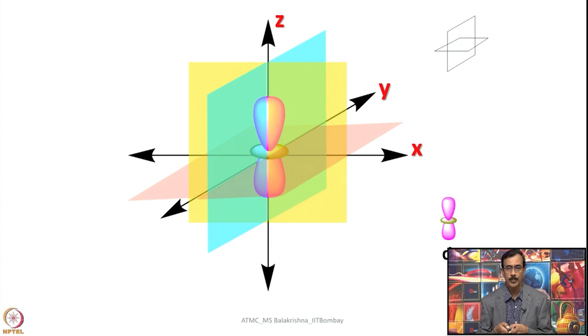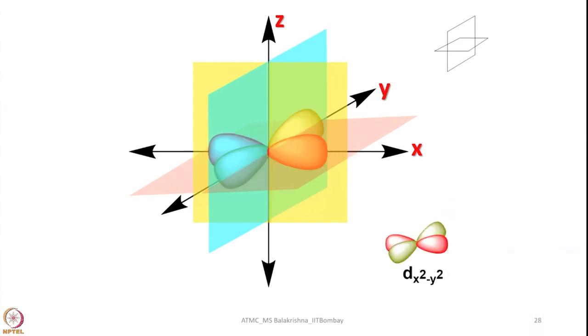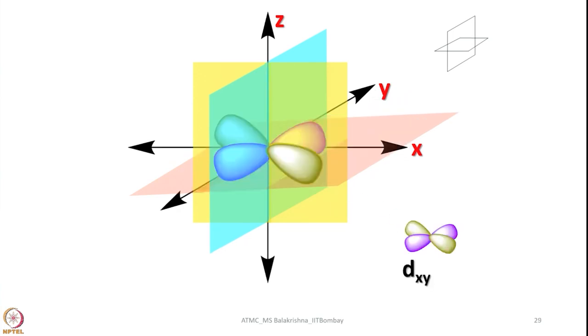Similarly, I am going to put dx²-y², which is along x, minus x, and y, minus y. So, whatever ligands are approaching in this direction would have an impact if electrons are already present in this orbital. So, now it is dxy. Dxy is slightly spread between the x and y planes.